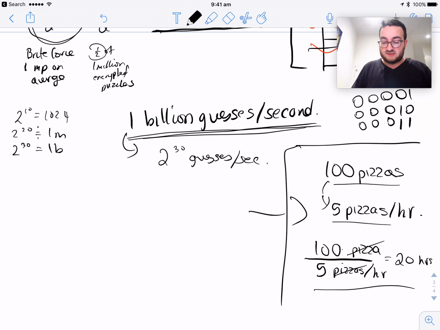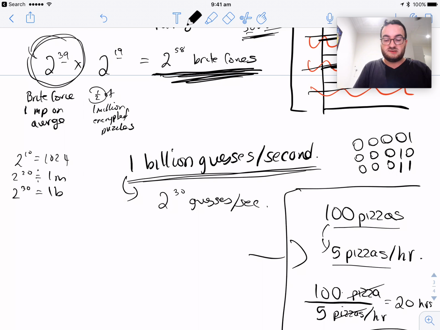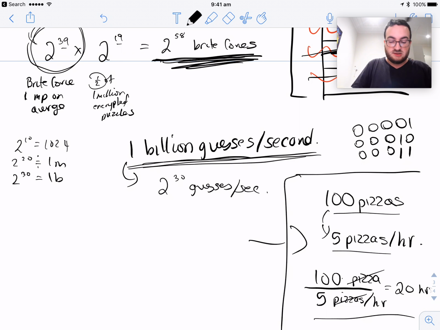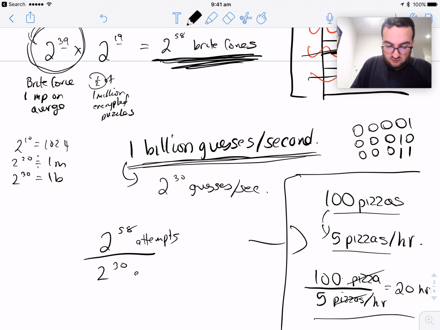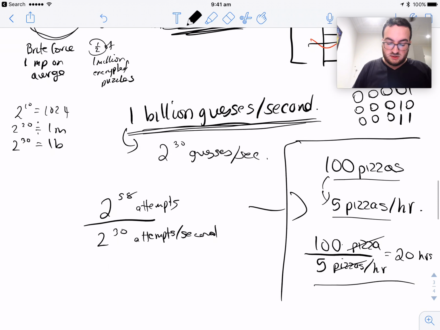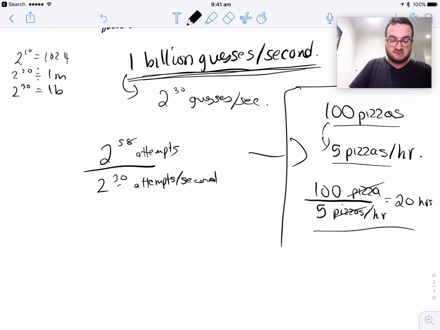Just like in the pizza example, we take the number of things to brute force divided by how many we can do per second. So 2 to the 58 over 2 to the 30. Guesses, or maybe a better word is attempts, we can do 2 to the 30 attempts per second. The way we do this maths is we just subtract the exponents, which gives 28. So the answer is 2 to the 28 seconds.